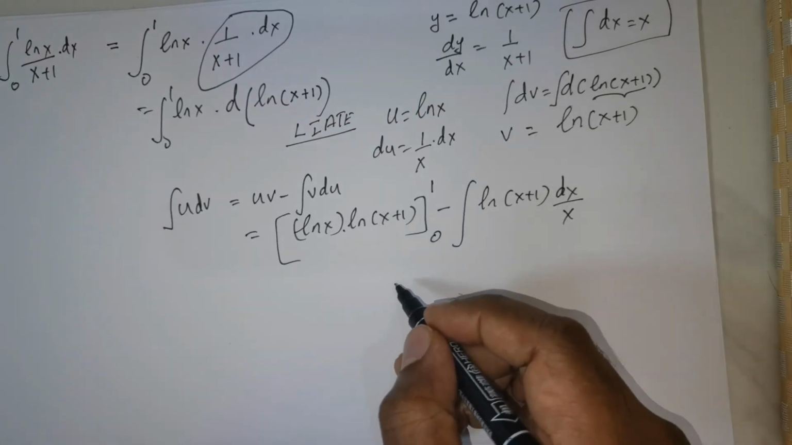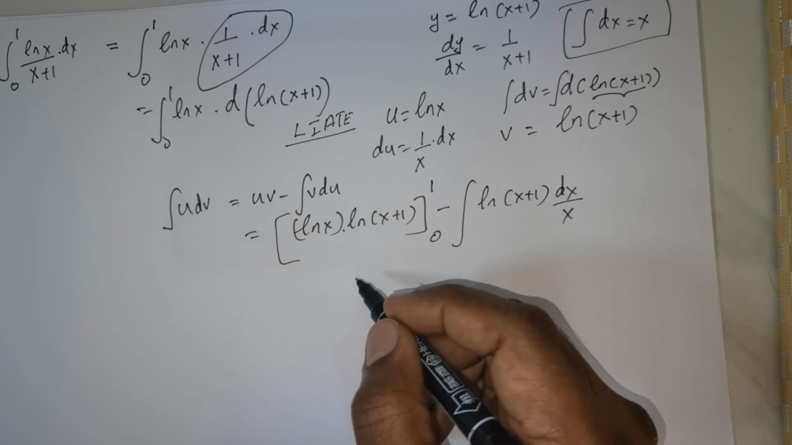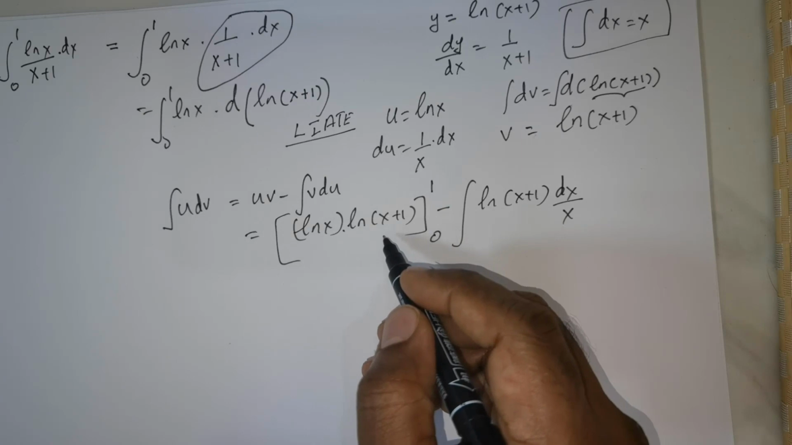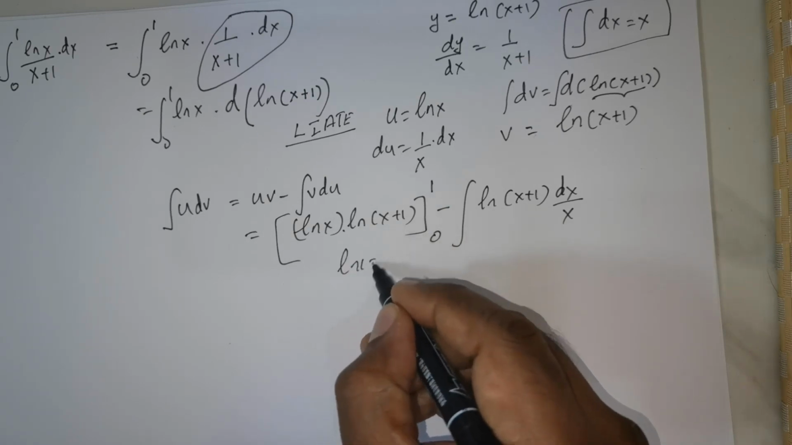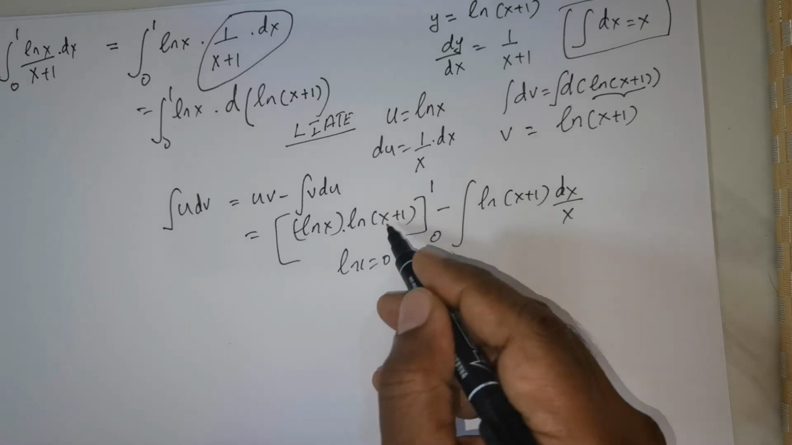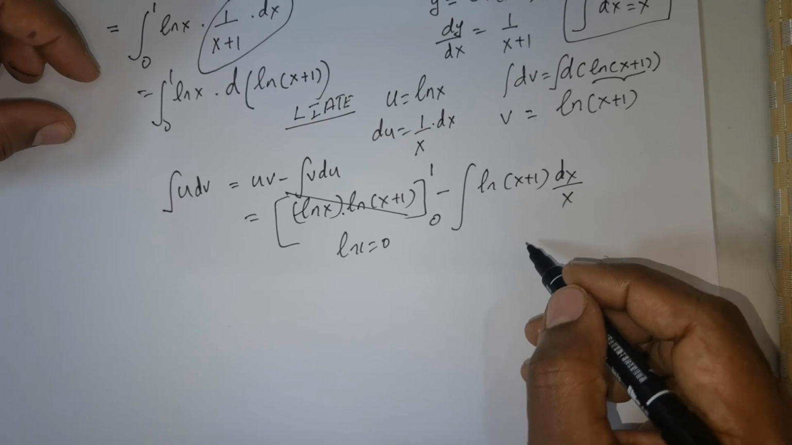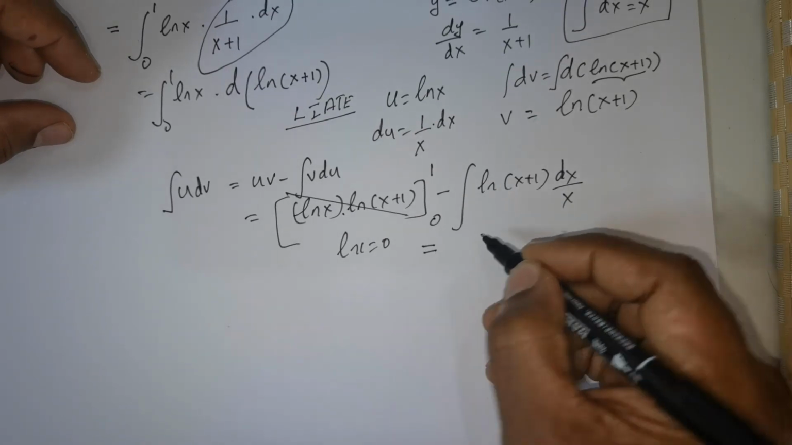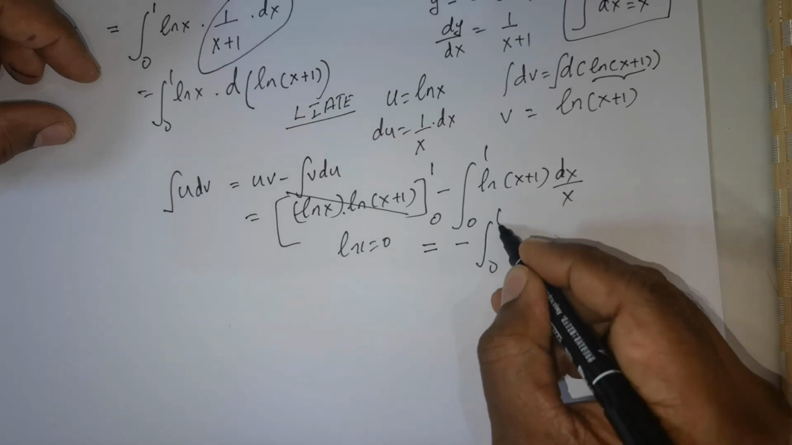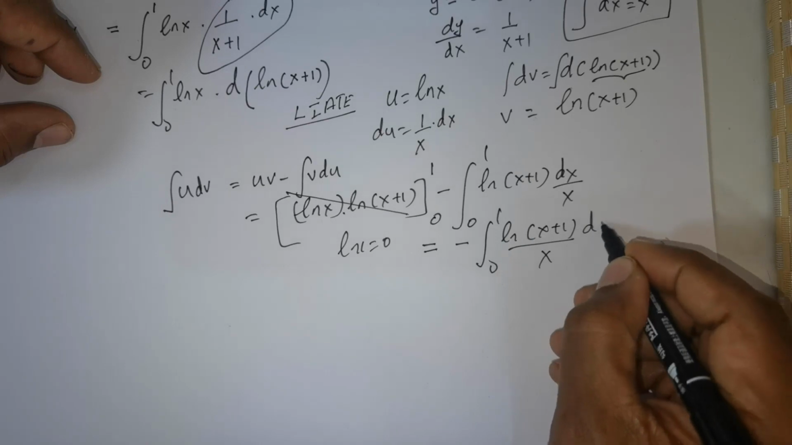Okay, now we need to apply the limits. Now if you were to apply the limits, ln 1 will give you 0, and if you were to apply ln 0, this is going to be ln 1. So this entire term goes off and you are left with negative the integral from 0 to 1 of ln of (x + 1) over x times dx.